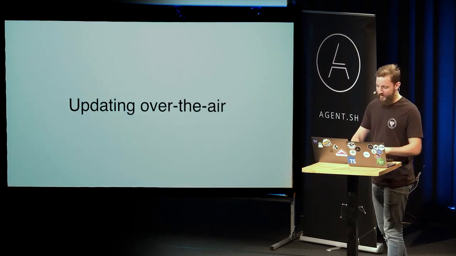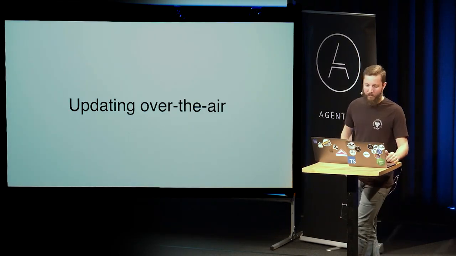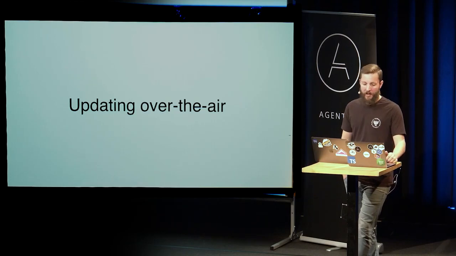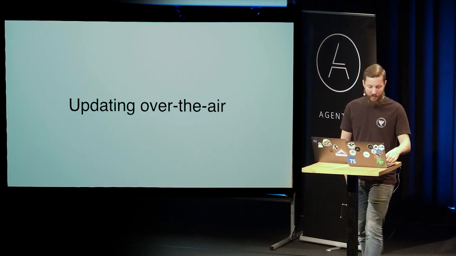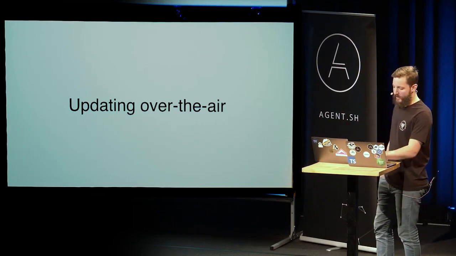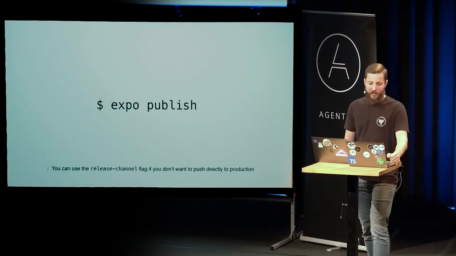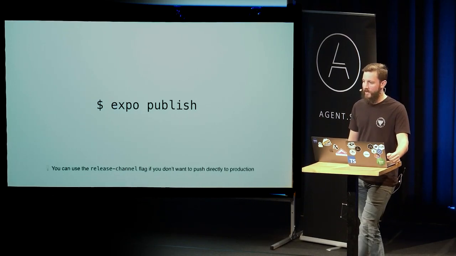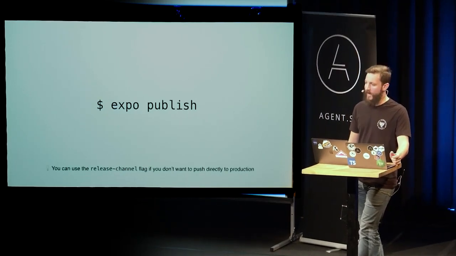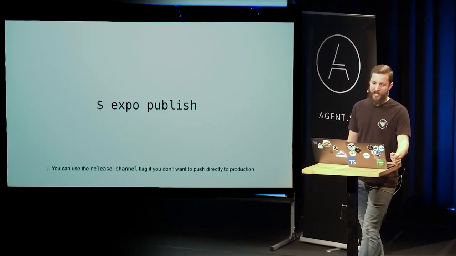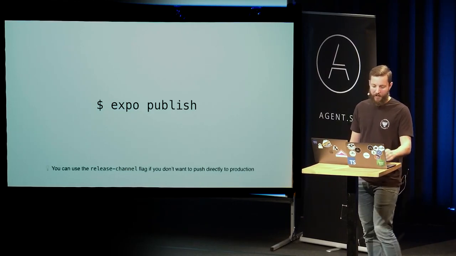So once we've created these binaries, we can actually submit those to the store. And then we can update them over the air. So we can just run this command, expo publish. And this will go ahead and provide a new version of the app to the users. And so the next time they load their app, it'll be downloaded in the background. And then when they close and reopen the app, the update will be applied for them.